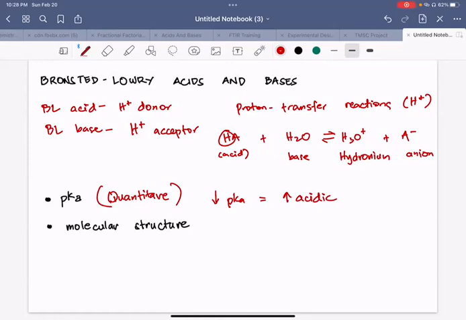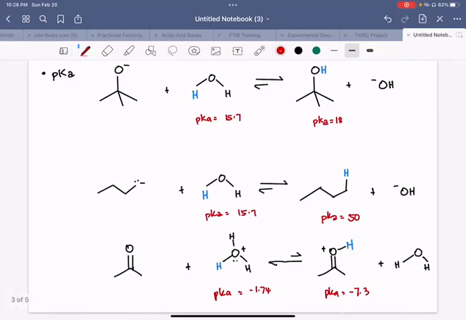But what if you don't know the pKa and you want to know if a compound is acidic or not? There is actually a qualitative way of assessing whether or not a compound is acidic, and that is by looking at the molecular structure of that compound. And there are various factors that will serve as guidelines on how to predict the acidity of a compound just by looking at its molecular structure and without depending on the pKa. Okay, but first we are going to talk about pKa.